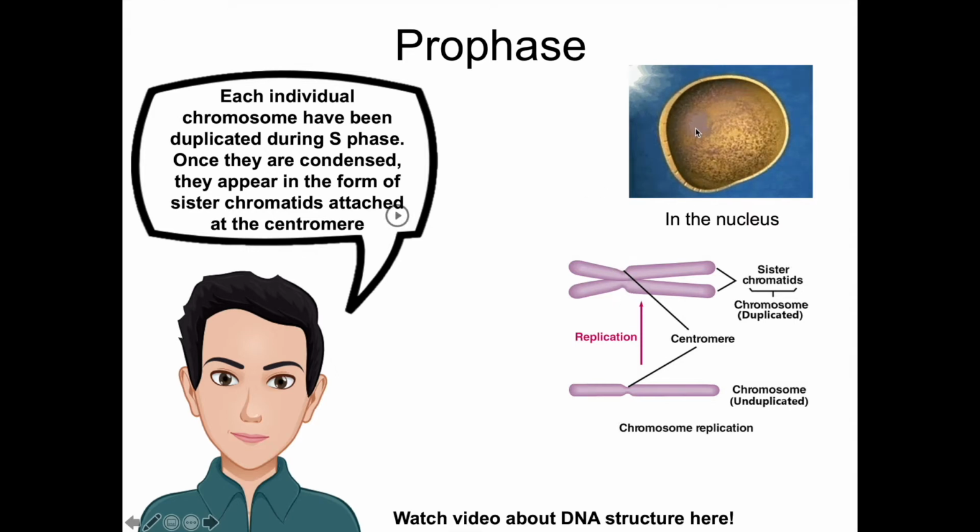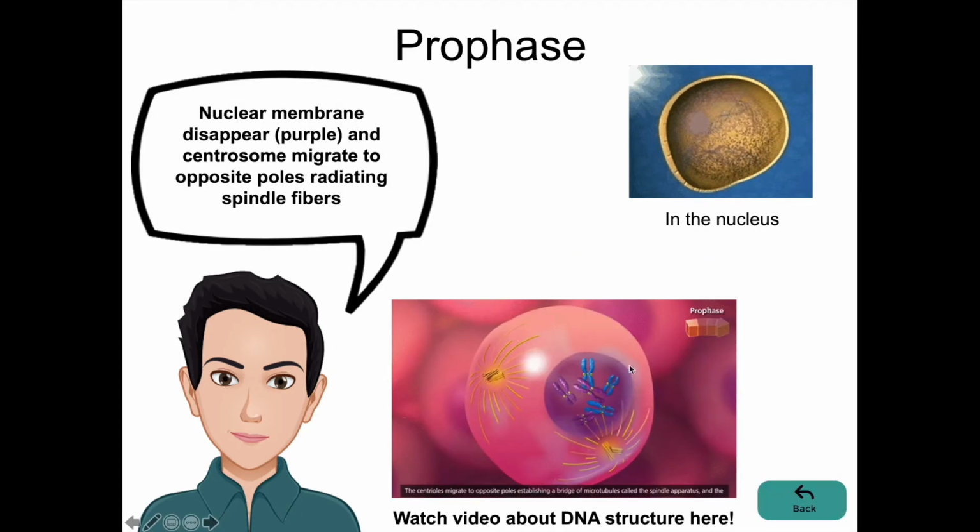As the chromatin condenses into individual chromosomes, the nucleolus disappears, as you can see here. Besides that, the nuclear membrane, labeled purple, will begin to disintegrate, and the centrosome containing centrioles will begin to migrate to opposite poles, radiating spindle fiber. Now let's take a look at a video showing how the DNA is packed, forming sister chromatids during prophase.